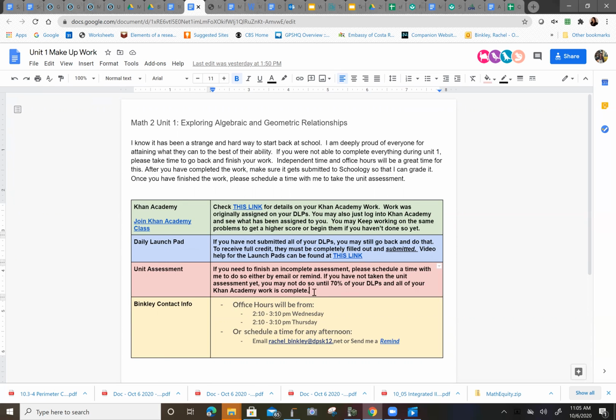And then the last part was this unit assessment. Since we had the unit assessment over a couple of days, some people were there for one part of it, but not there for another part of it. So you need to schedule a time with me to finish it. I left you a comment in your grade book about that. If you have not taken the unit assessment at all, you may not do so until 70% of your DLPs and all of your Khan Academy work is complete. Once you do that, contact me and you can take that unit assessment.